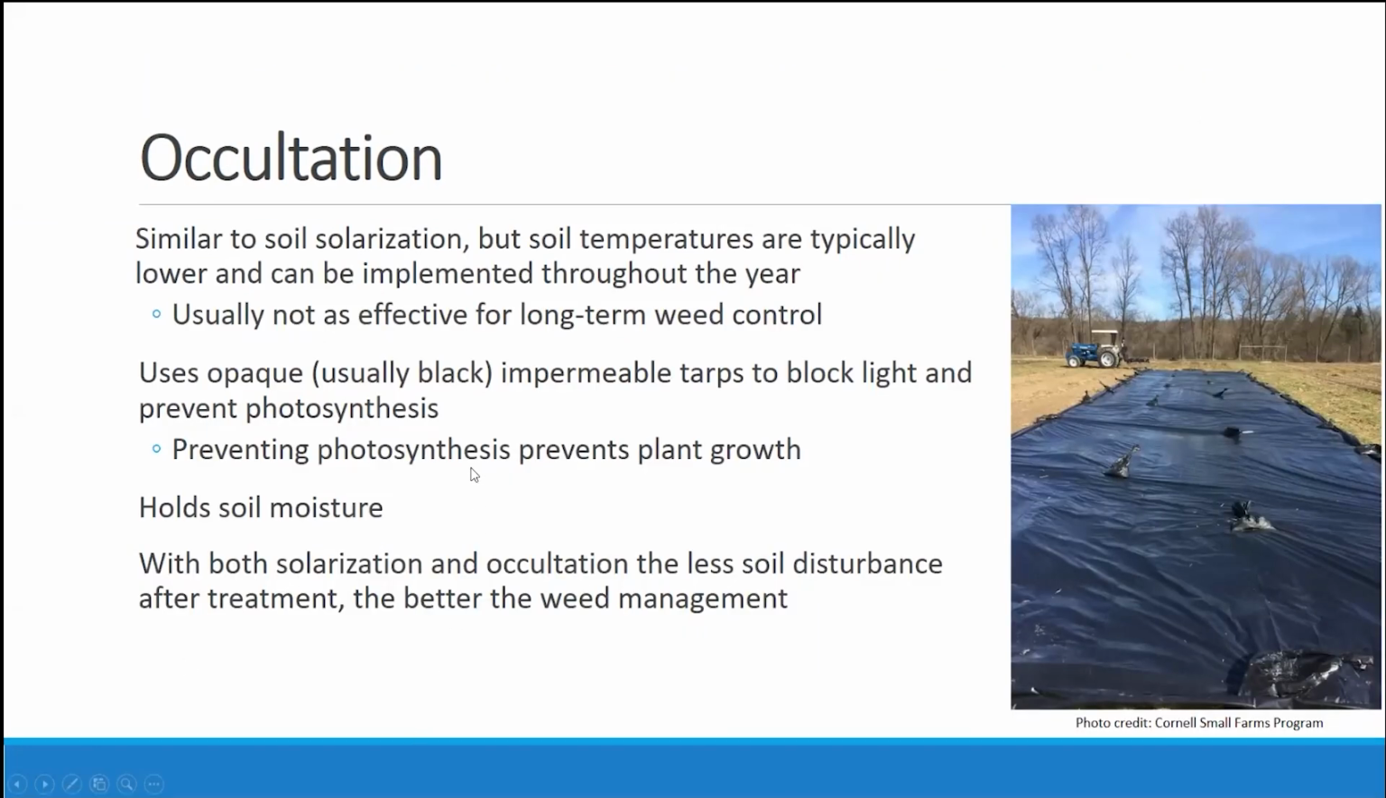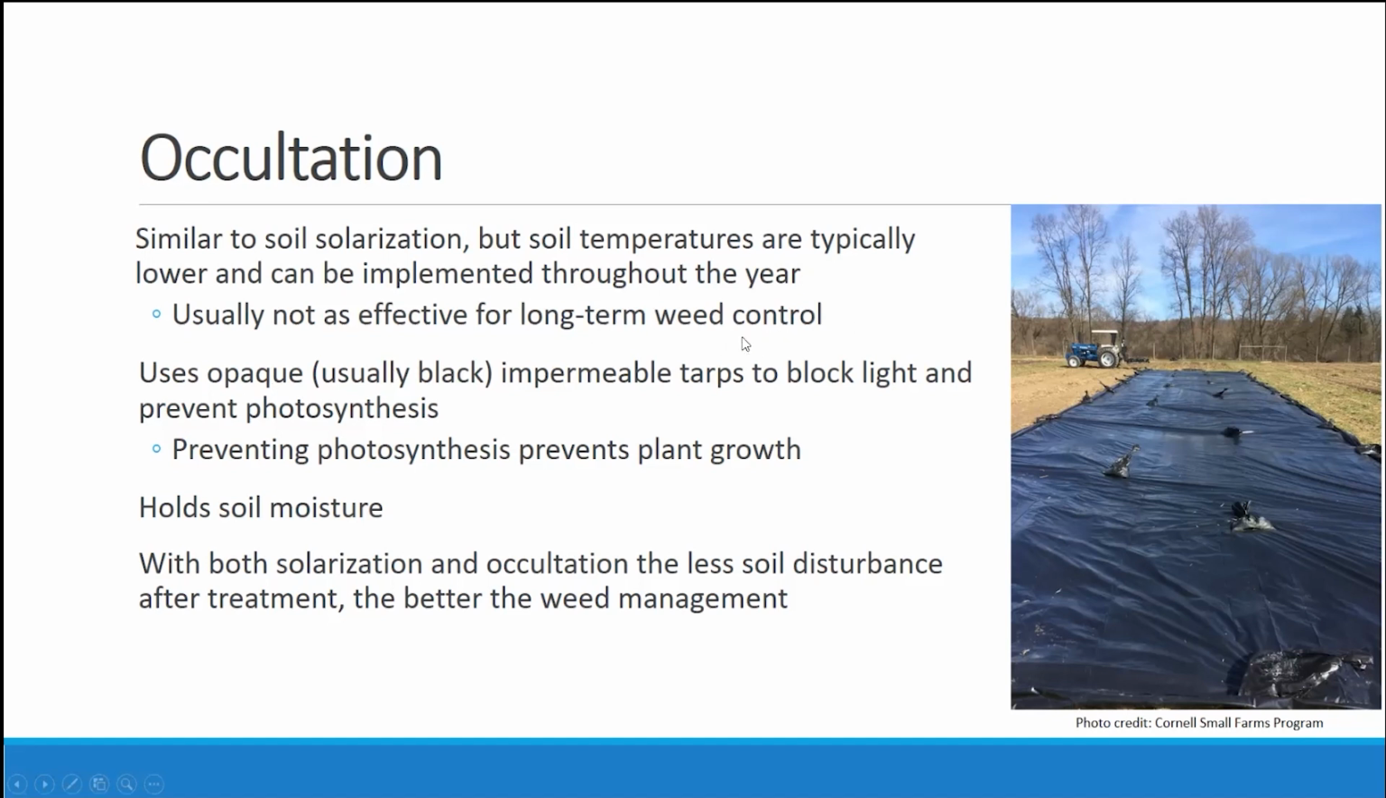Every once in a while I get asked about occultation. Occultation is similar to soil solarization, but the soil temperatures are typically lower, and I look at occultation as something that could potentially be implemented year round, whereas soil solarization you would want to implement during the hottest time of the year, probably only during the really hot months. It's usually not as effective for long-term weed control.